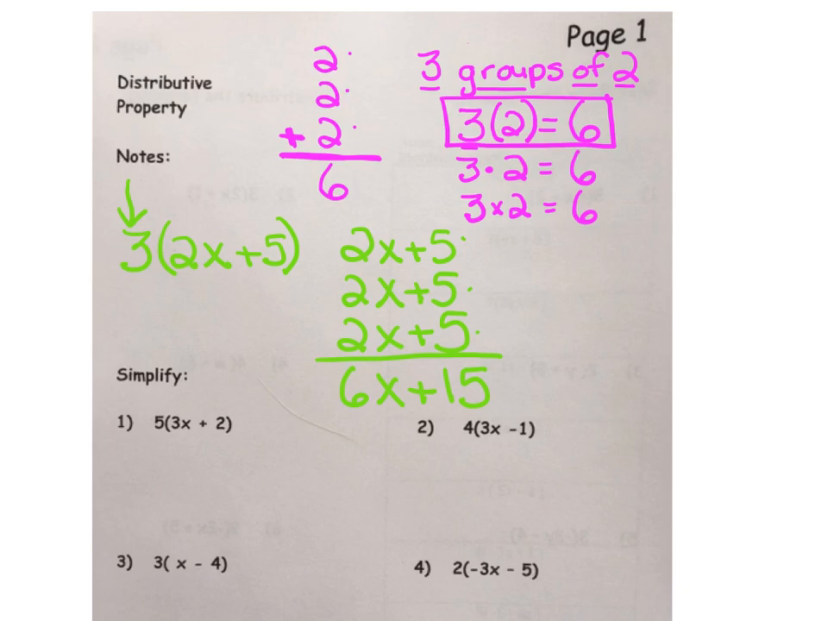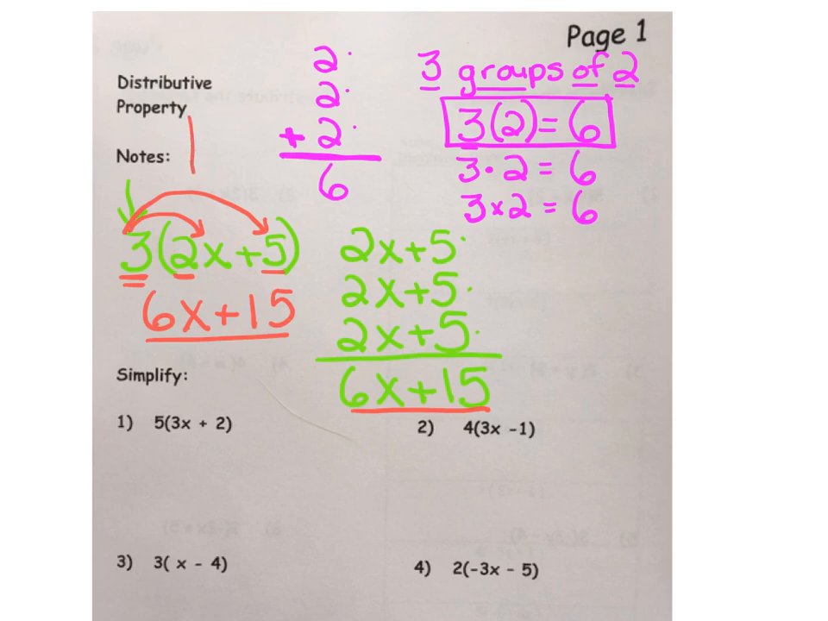Or you can use the distributive property to arrive at the same answer. You're going to multiply 3 times 2x and 3 times 5. Simply multiply. Remember, multiplying is really repeated addition. 3 times 2 is 6x plus 3 times 5, 15. Regardless of which technique you use, you arrive at the same answer.